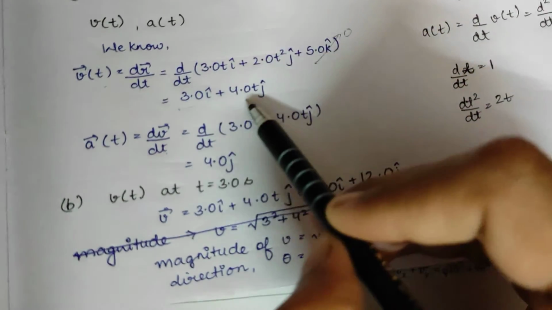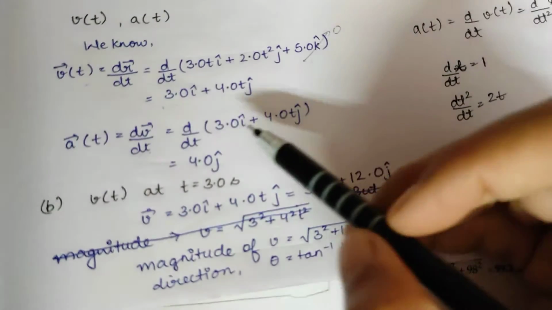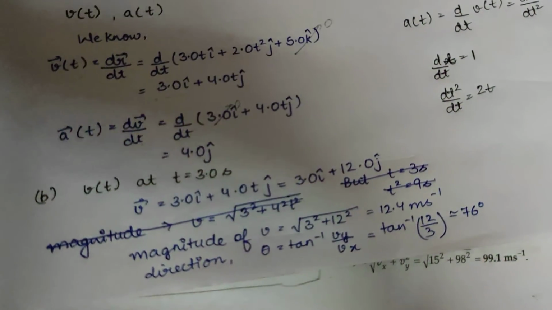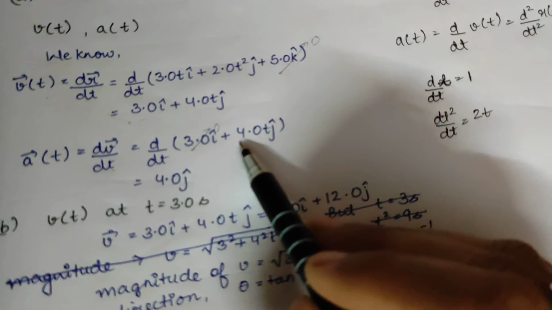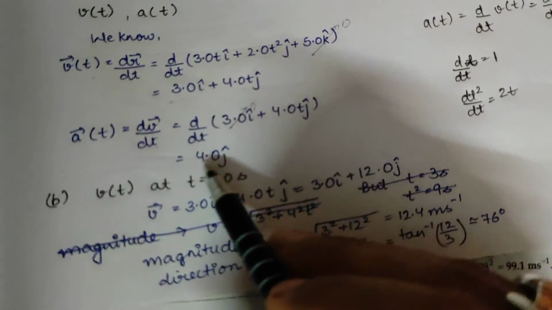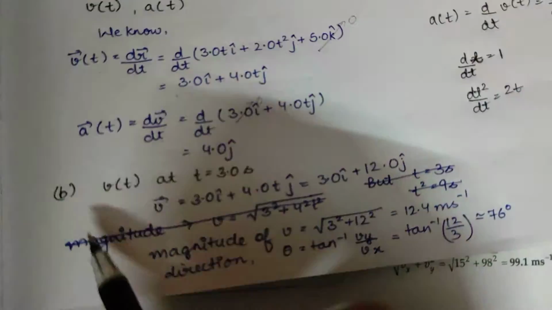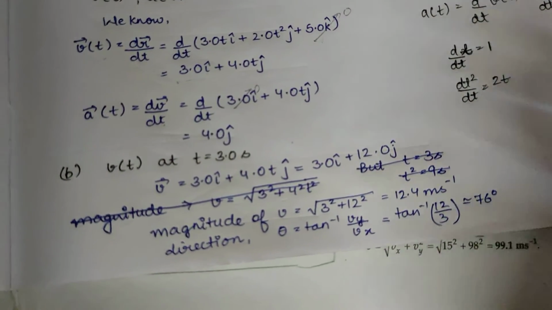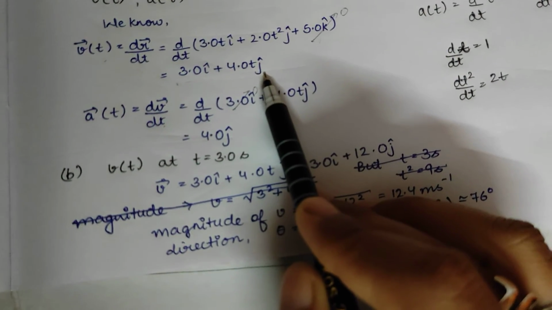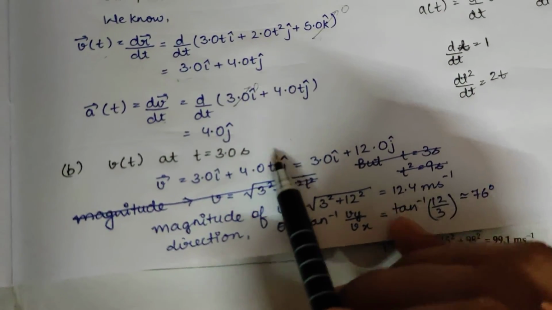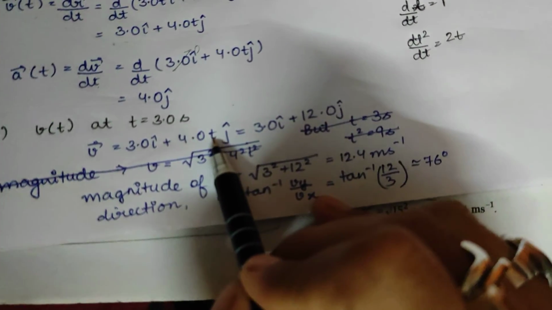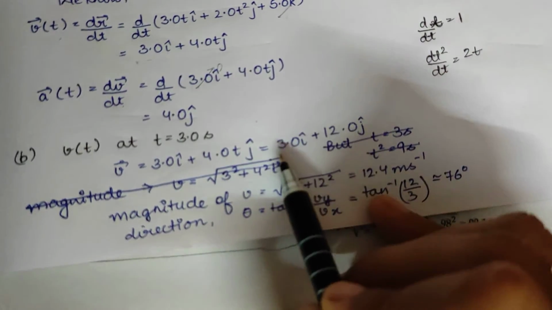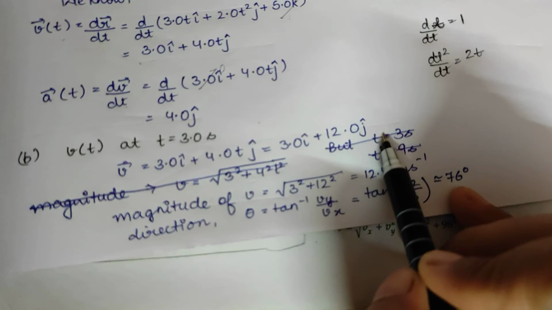If we find acceleration, it is dv by dt. Now we have found the expression for v. We will put this expression now, and as this has no component of t, this will be 0, and if we solve this, we will get 4 j cap. Now the next part of this question is we have to find v(t) at t equal to 3 seconds. So we have the expression for v(t), and we will simply put the value of t in this. If we put the value of t here, we get 4 into 3 which is 12. So now it is 3 i cap plus 12 j cap.